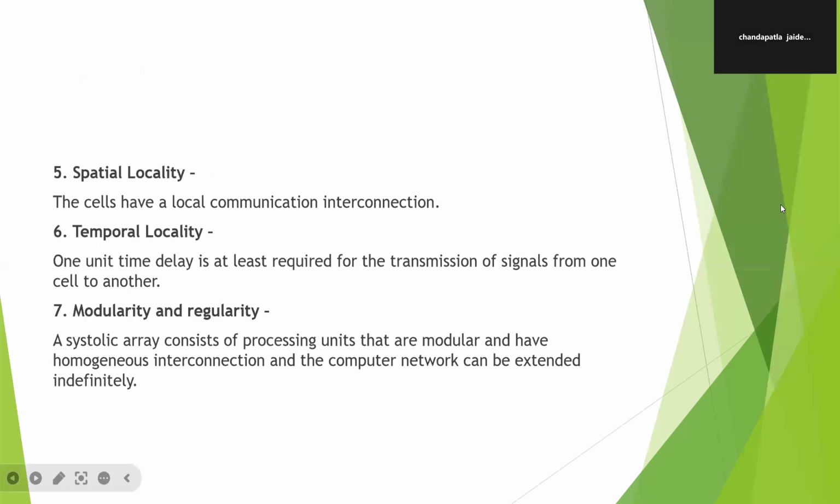Spatial locality: the cells have a local communication interconnection. Temporal locality: at least one unit time delay is required for transmission of signals from one cell to another. Modularity and regularity: a systolic array consists of processing units that are modular and have homogeneous interconnections, and the computer network can extend indefinitely.